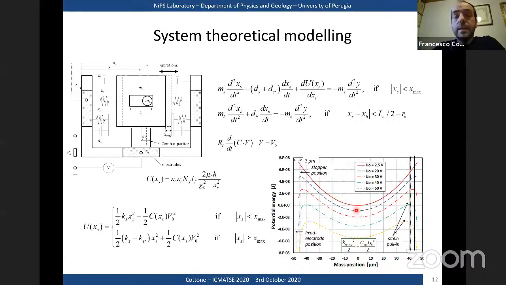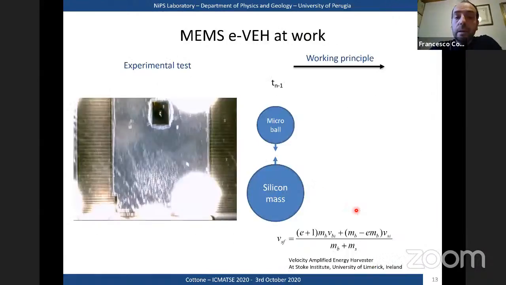So one at the center and two at the sides. And this made the system more nonlinear, and it becomes more efficient because it is able to get energy from a wider vibrational spectrum. Here, I don't know if it works, but here is a picture of the system in vibration.